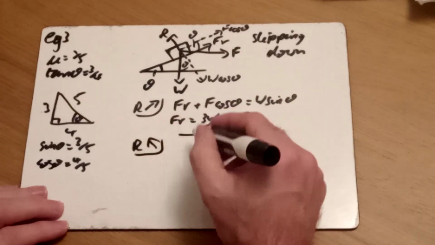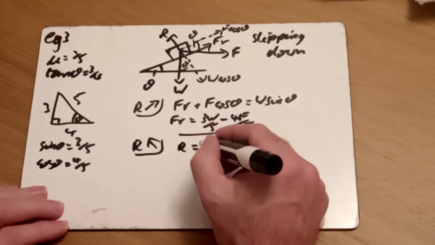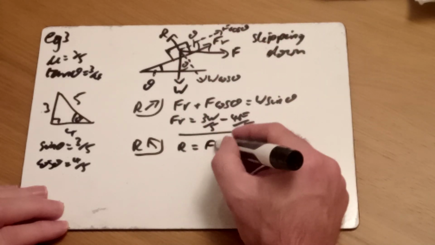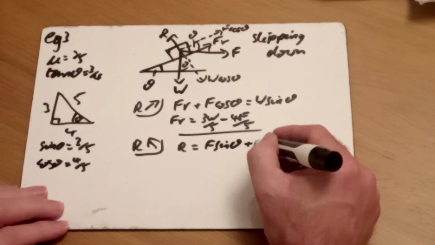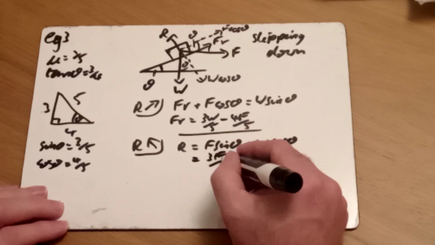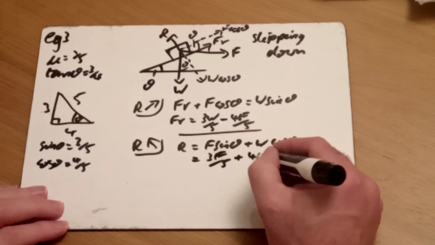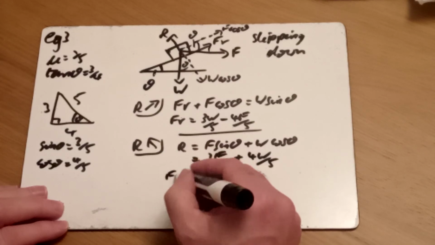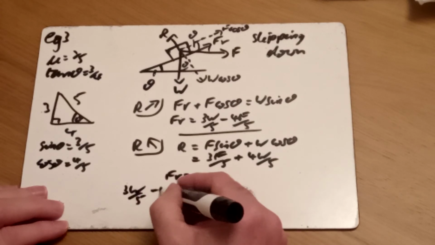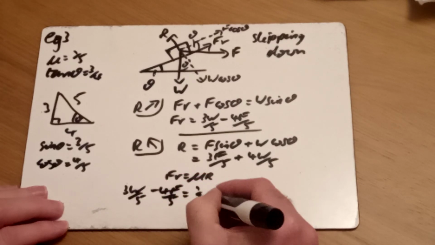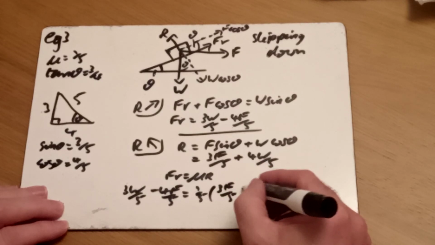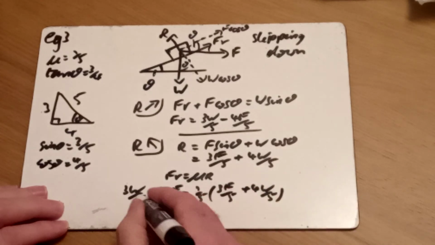Resolve that way in the same way. R going up will equal F, well if that was F cos that way, this will be F sine, and then plus W cos. So that equals F sine, 3F/5, plus 4W/5. Then use friction equals mu R to get: 3W/5 minus 4F/5 equals 1/5 of R, which is 3F/5 plus 4W/5. Cancel the 5's out.